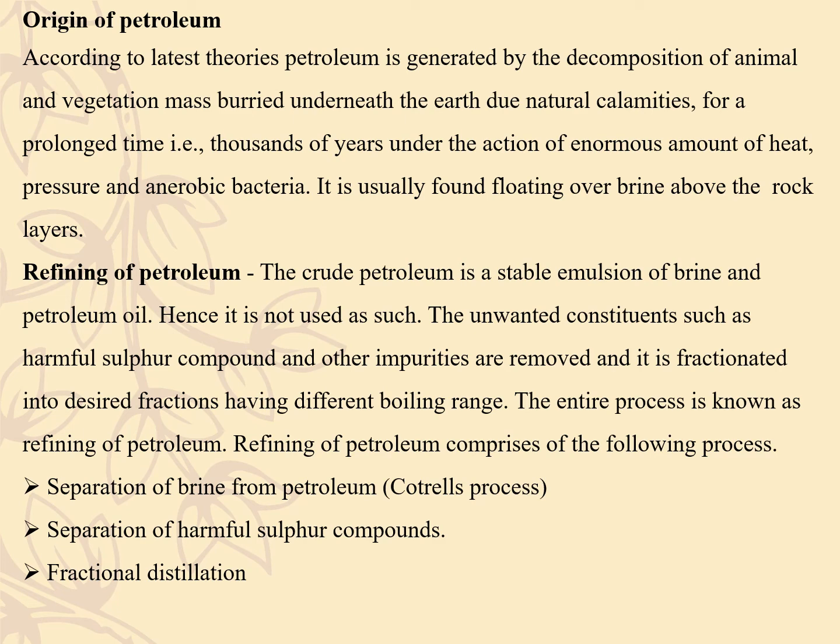Now let us move on to the origin of petroleum. According to latest theories, petroleum is generated by the decomposition of animal and vegetation mass buried underneath the earth due to natural calamities and for a prolonged time, that is nearly thousands of years, under the action of enormous amount of heat, pressure and anaerobic bacteria, it is converted into petroleum. It is usually found floating over brine above the rock layers.